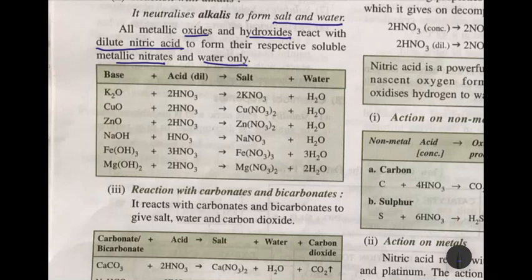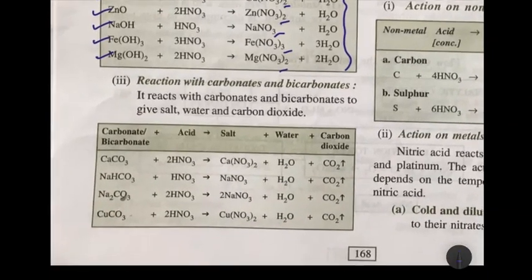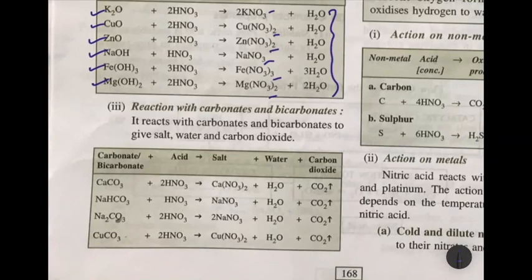So here you can see potassium oxide, copper oxide, zinc oxide, sodium hydroxide, iron hydroxide, this is ferrous hydroxide, magnesium hydroxide with nitric acid will give their respective salts. You can see potassium nitrate, copper nitrate, zinc nitrate, sodium nitrate, and ferric nitrate, magnesium nitrate, and water only. Please learn these equations. Now you know chemistry means only equations.